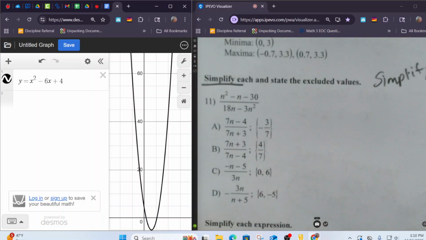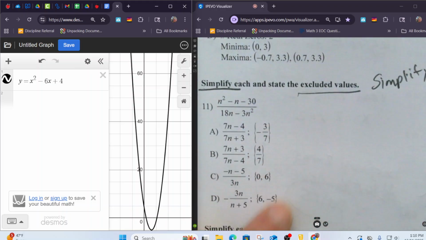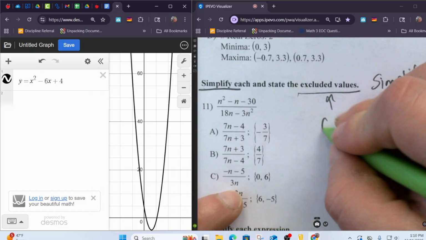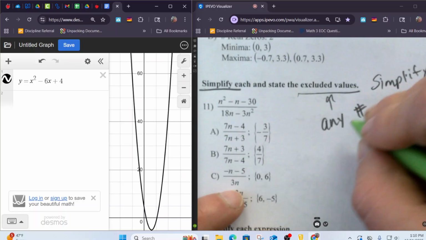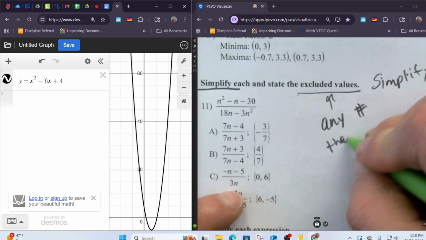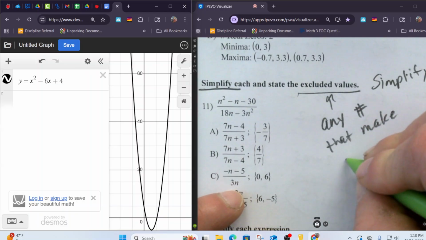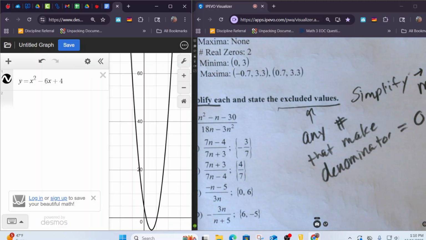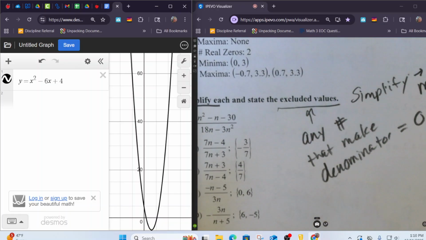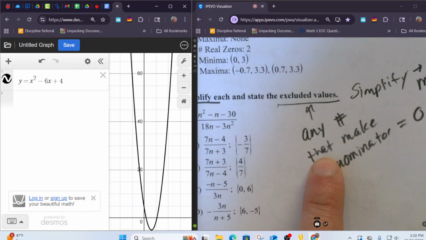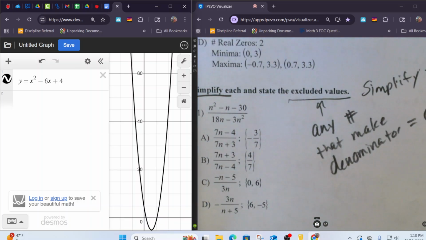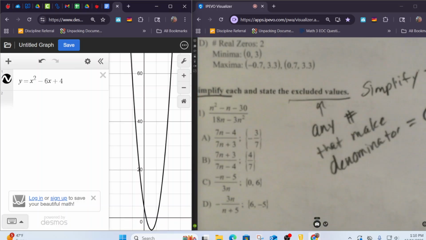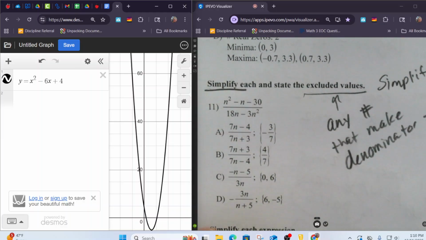Does anybody remember what an excluded value is? Any number that makes the denominator equal to 0. So simplify means match your graphs. Excluded values is any number that makes the denominator equal 0. Can you divide by 0? No, can't divide by 0.